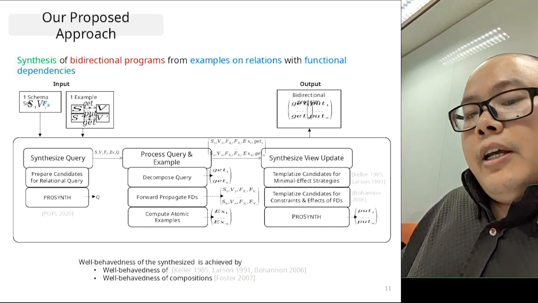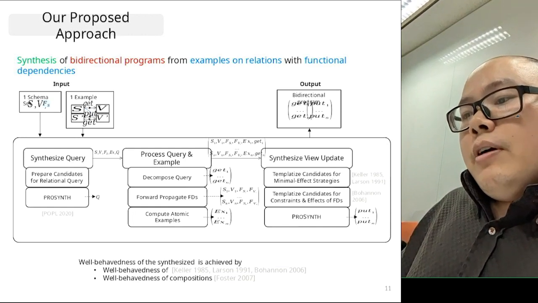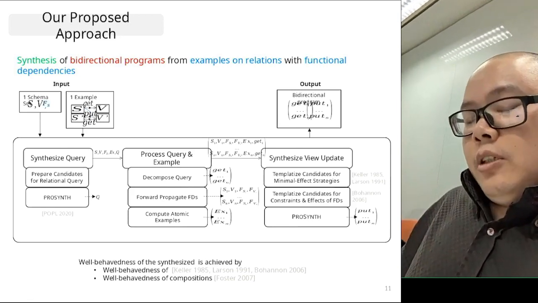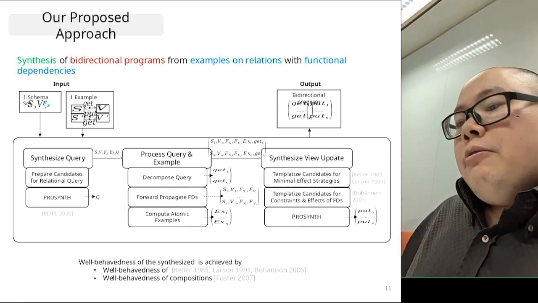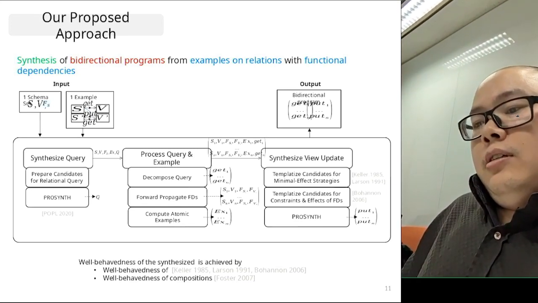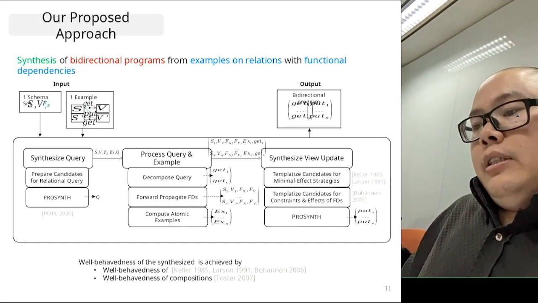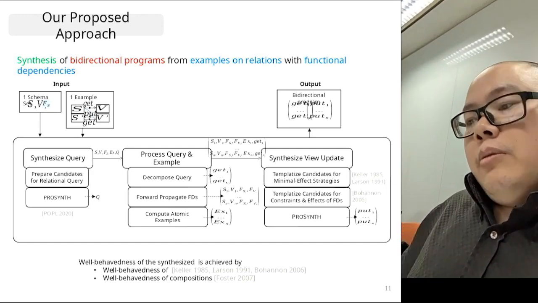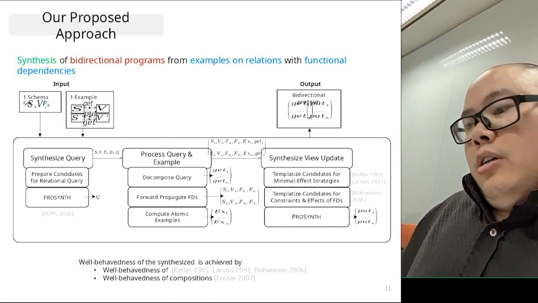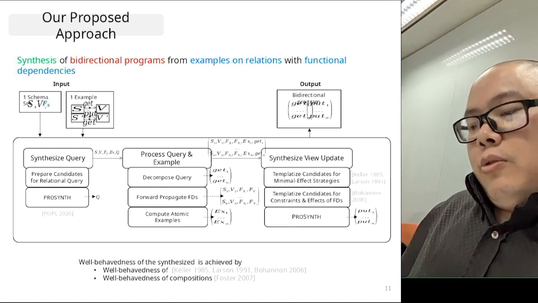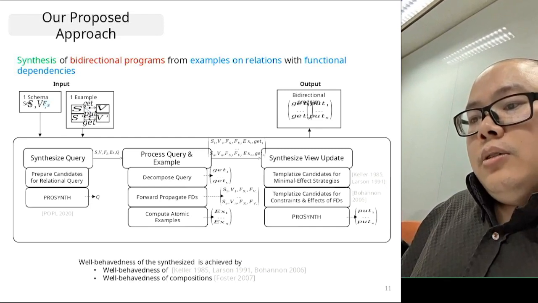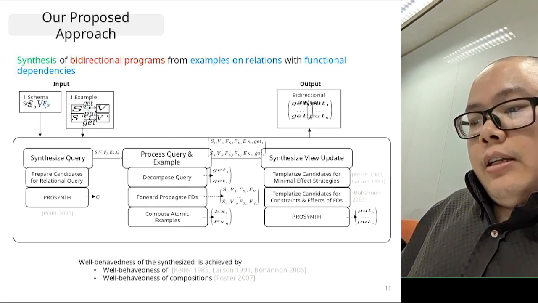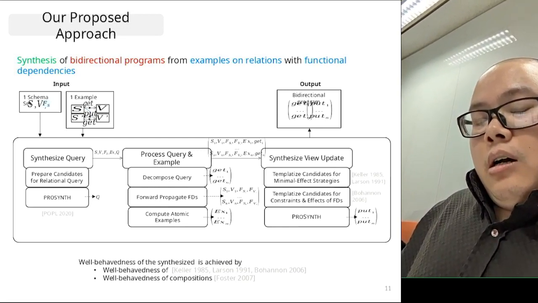First we decompose the query into a set of atomic queries, get 1 to get n. Then we do a forward propagation of the functional dependencies from the source, which are already given, to all intermediate relations until we reach the view. We forward the dependencies over the query tree. And we can also forward the example from the source to the view over the query tree, so that we have our own automatic example.